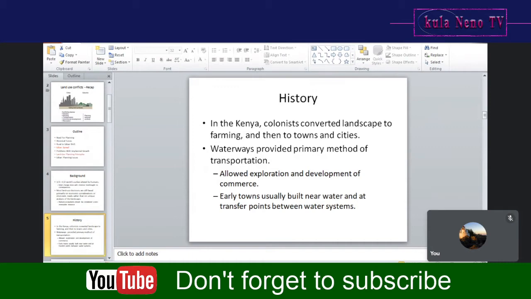Of course, the next thing they demanded was people. And then they'd even be given mirrors. You can imagine what silly things these people exchanged for valuable things that we had inside in the hinterland. As I said already, early towns were built near water and at transfer points between water systems. And the motivation was trade.